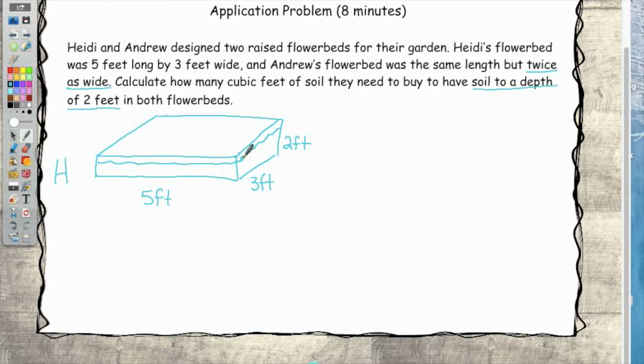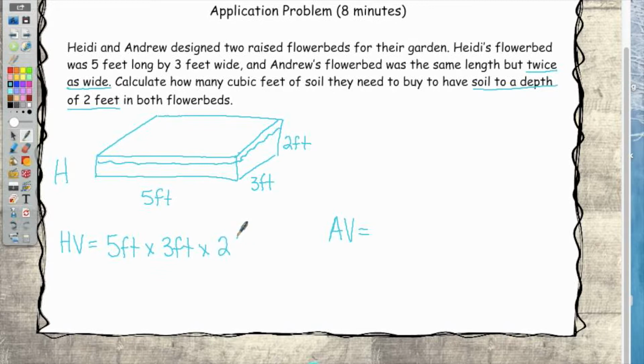So how much soil do they need to buy? You can buy that soil in bags, big bags. Okay? So first thing I need to do is figure out Heidi's, then figure out Andrew's, right? So let's put Heidi's volume equals and Andrew's volume equals. And Heidi's is pretty simple. I'm just going to calculate the volume.